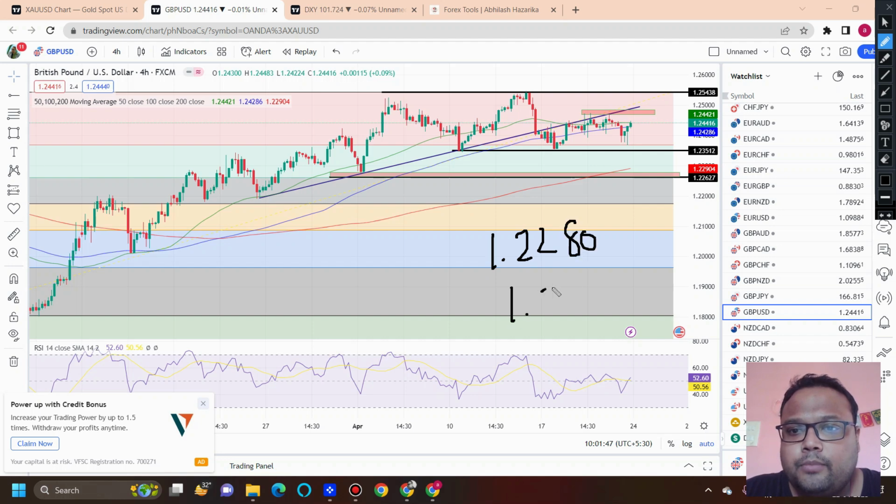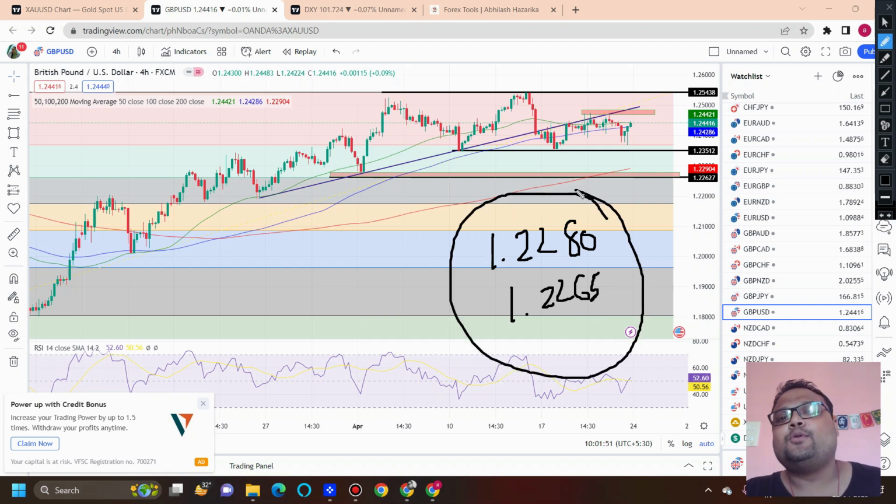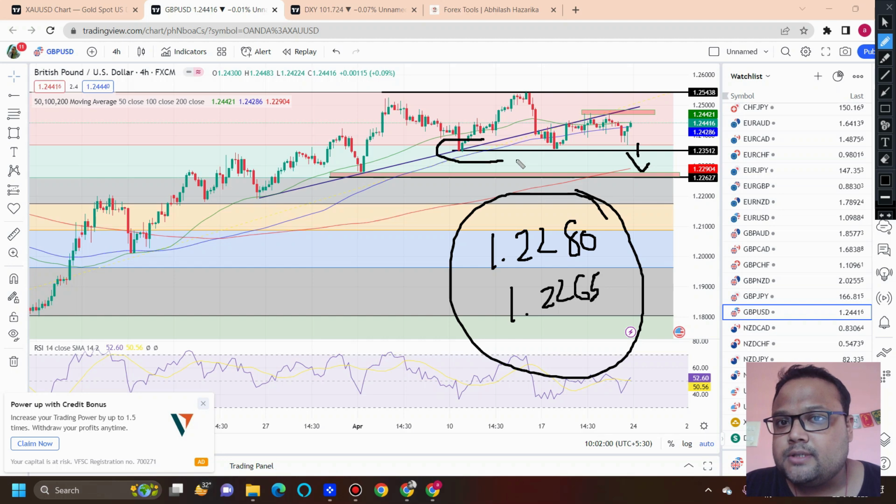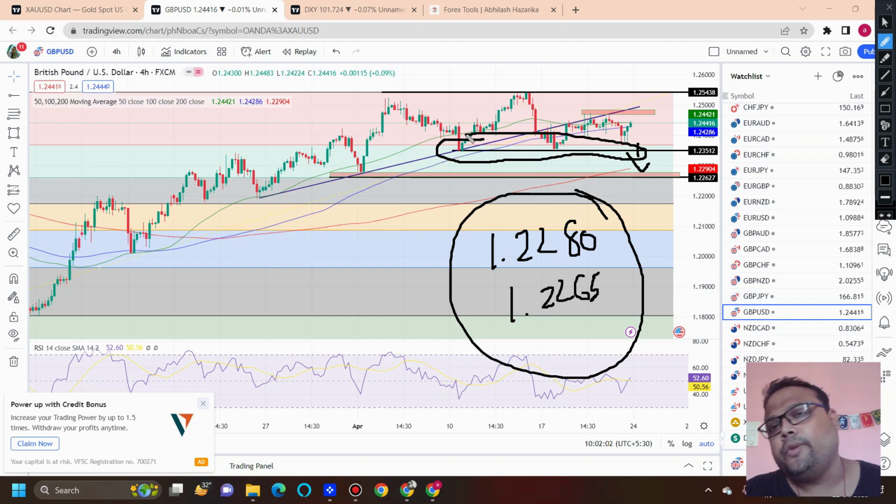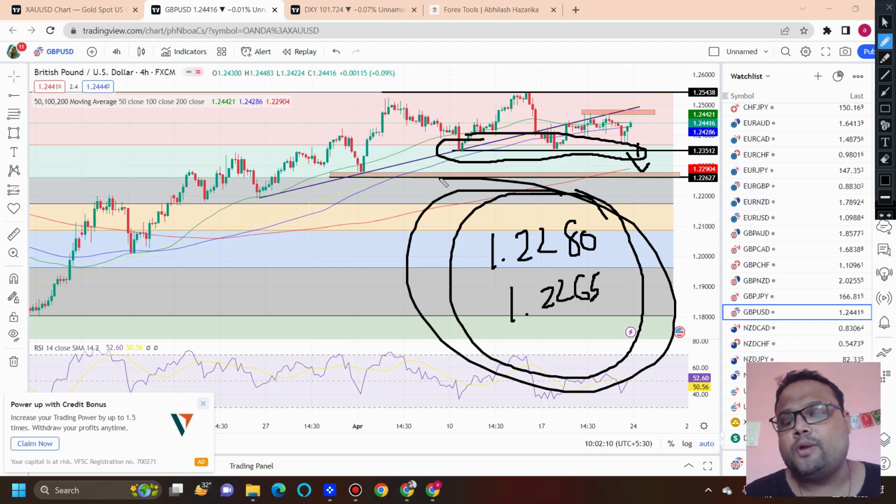1.2280 to 1.2265. This is the next support on the chart of GBPUSD. If GBPUSD breaks this particular support with volume, we can go for a sell, and you can expect a profit of 30-40 pips, and then we can expect the market to take support around 1.2280, 1.2265.